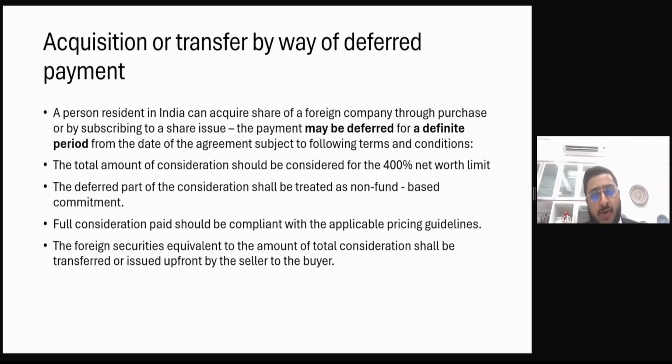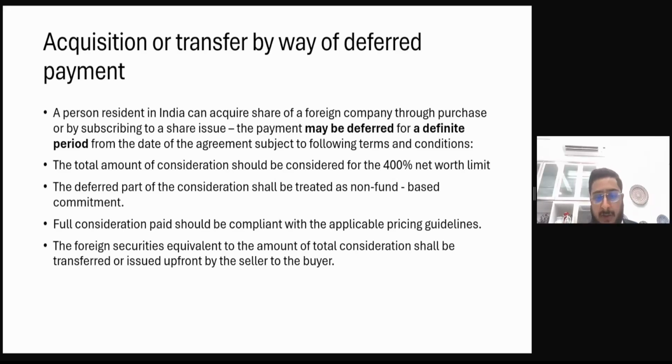Now, ODI can also be done by deferred payment. The condition is that a person resident in India can acquire shares of a foreign company through purchase or by subscribing to a share issue. The payment may be deferred for a definite period of time from the date of agreement. The total amount of consideration should be considered for your 400% net worth limit. Though you're deferring a payment, you should consider the total amount of consideration for your 400% net worth limit. The deferred part of consideration shall be treated as a non-fund based commitment. Full consideration paid should be compliant with the applicable pricing guidelines.